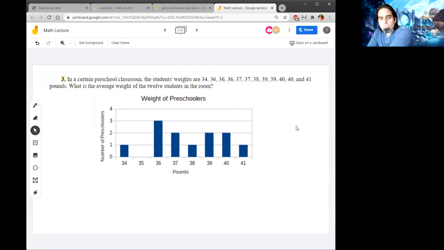In a certain preschool classroom, the students have the following weights: 34, 36, another 36, a third 36, two 37s, a 38, two 39s, two 40s, and a 41. So what is the average weight? And we're not saying what kind of average. So this should be the mean. Add them up and divide by how many of all the students in the room.